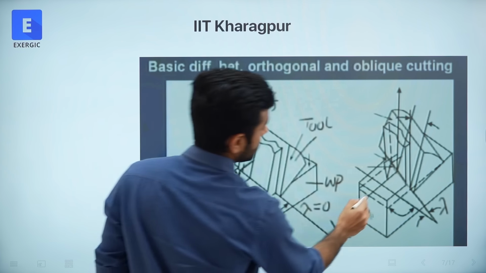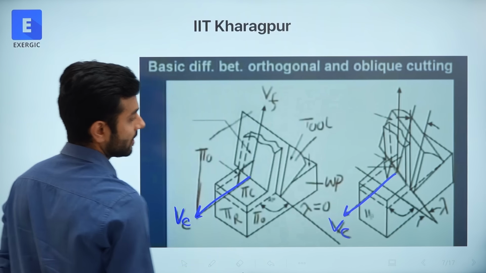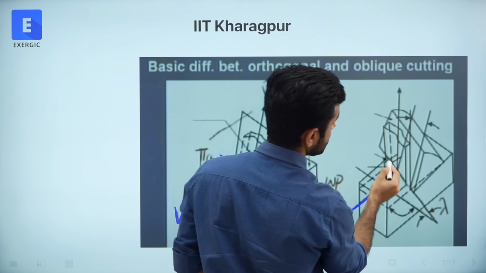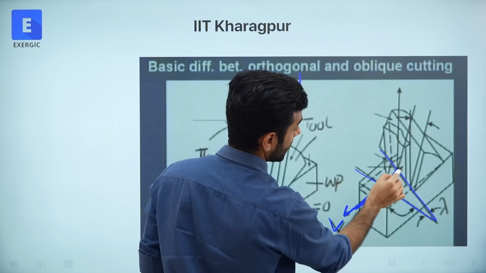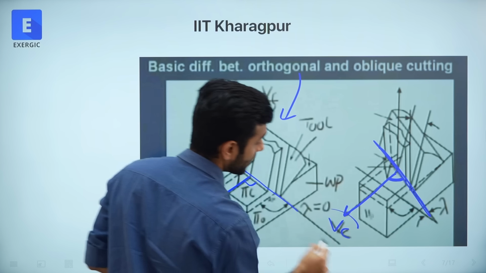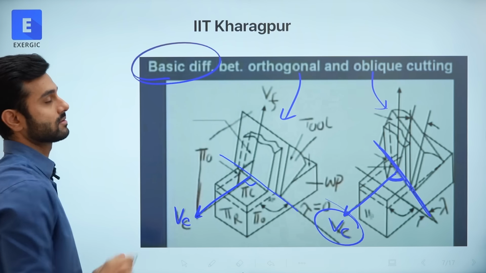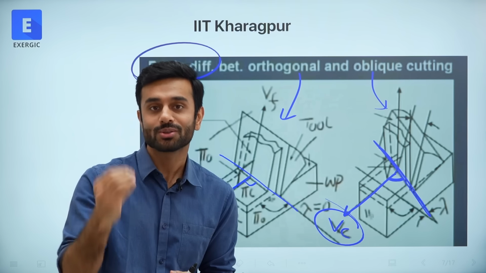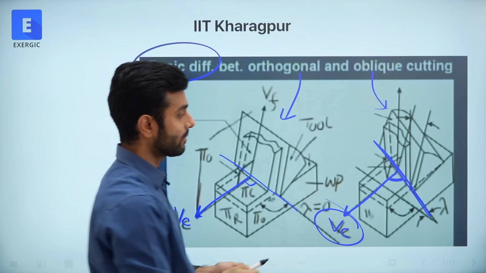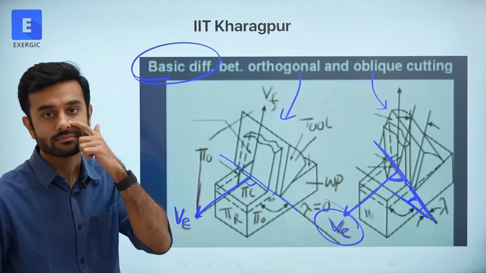As you can see, this is VC, this is VC, this is VC, right? So if it is perpendicular to VC, then it is orthogonal, and if it is having some angle with respect to VC, you see that this is the angle which it is making with respect to VC, not with respect to feed velocity. That is the basic difference between orthogonal and oblique, not by side cutting edge or any other angle, but by inclination angle. This angle is the inclination angle, right?